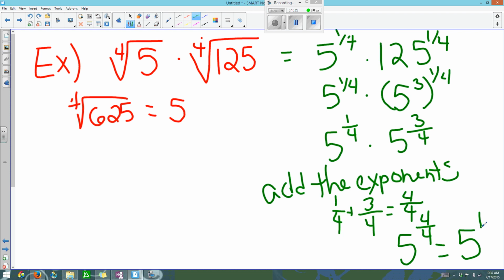And notice how we got 5 to the first over here as well, using our other property. It's just another way of doing it. Using rational exponents is another way of doing this kind of problem. Okay?